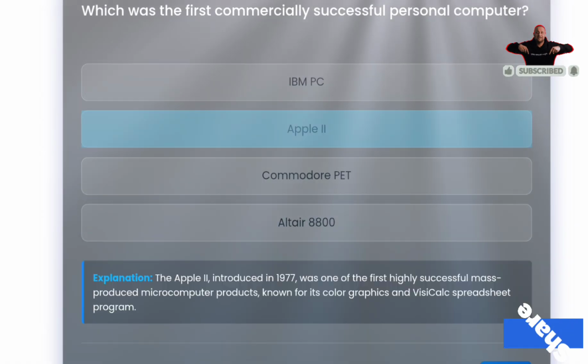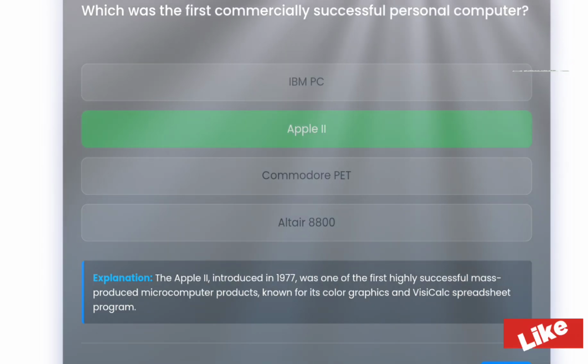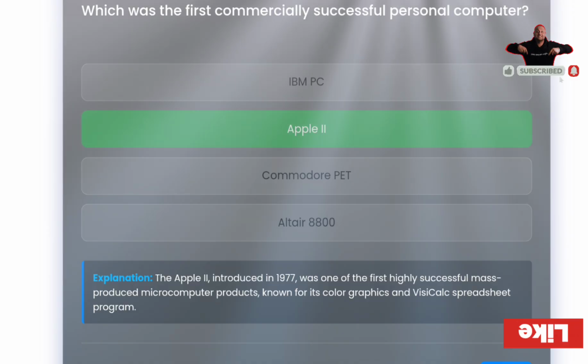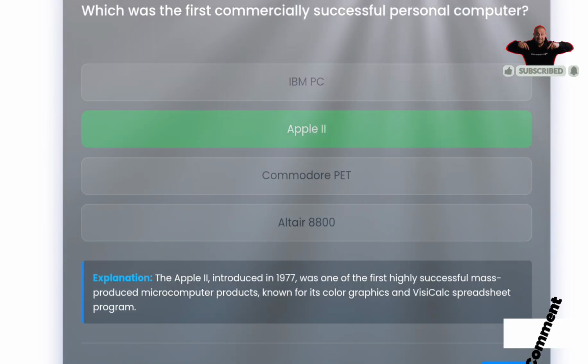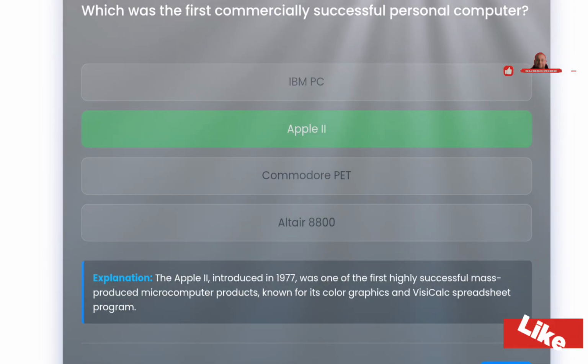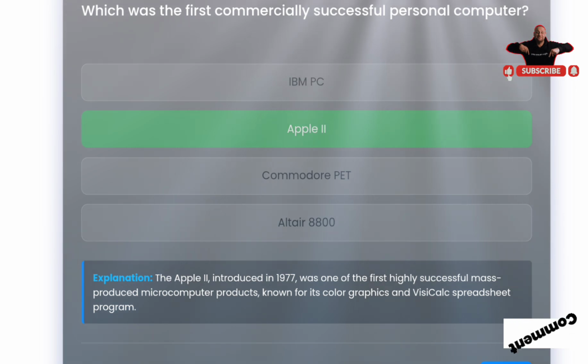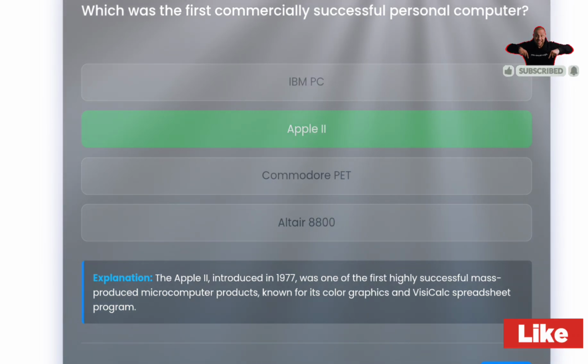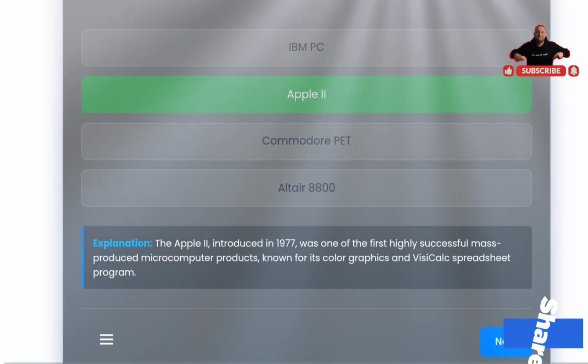वो क्या है? Apple II. The Apple II, introduced in 1977, was one of the first highly successful produced microcomputer products, known for its color graphics and VisiCalc spreadsheet program.